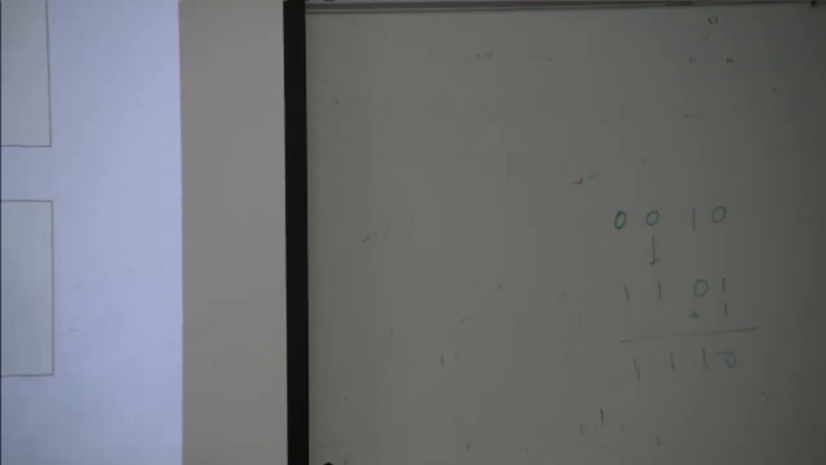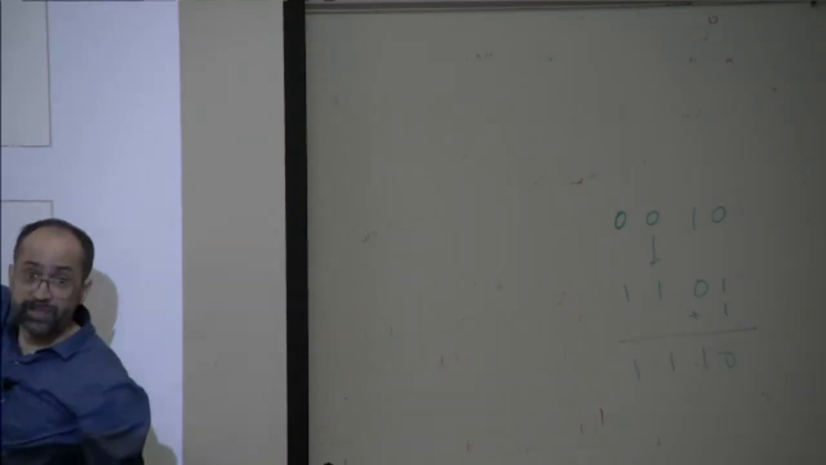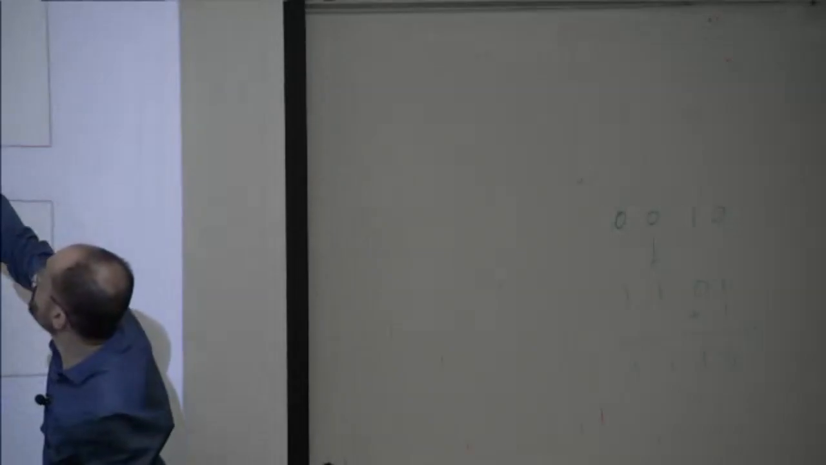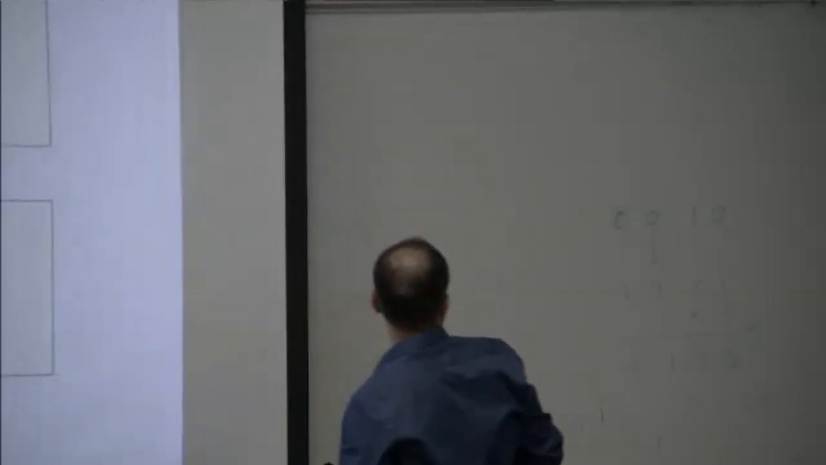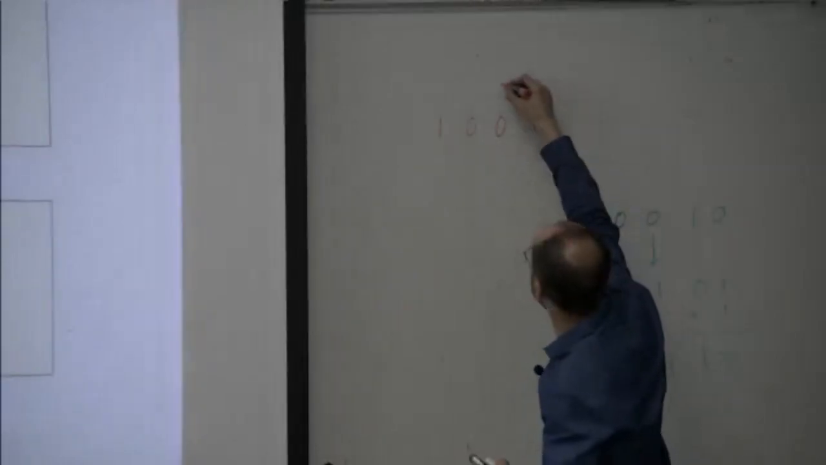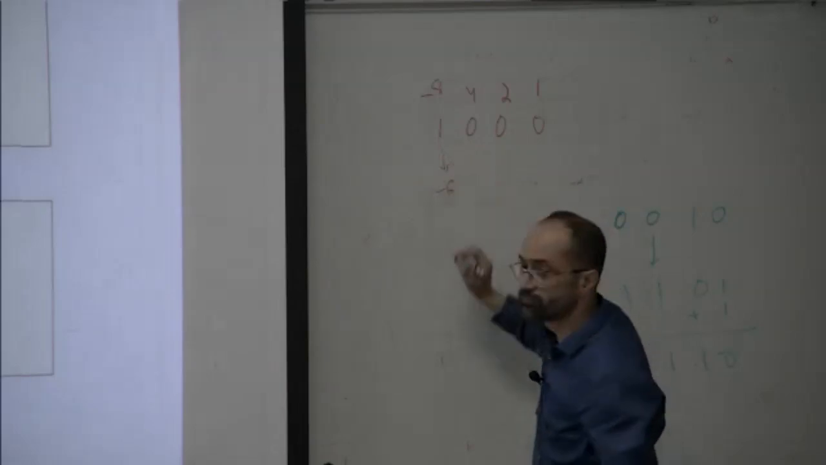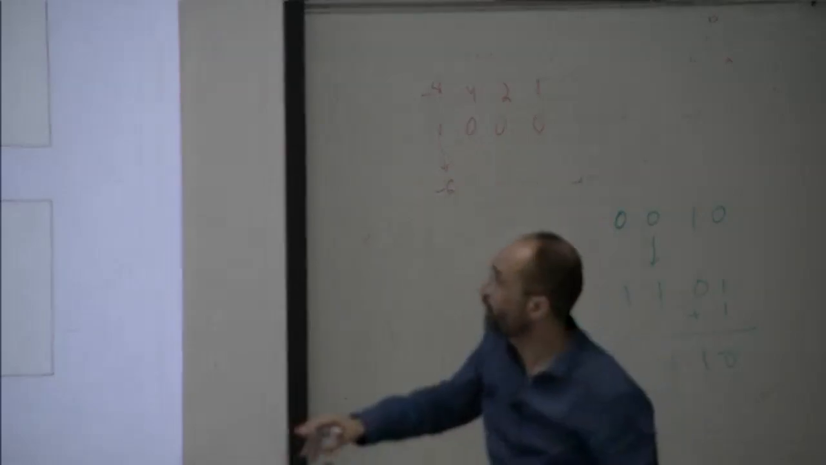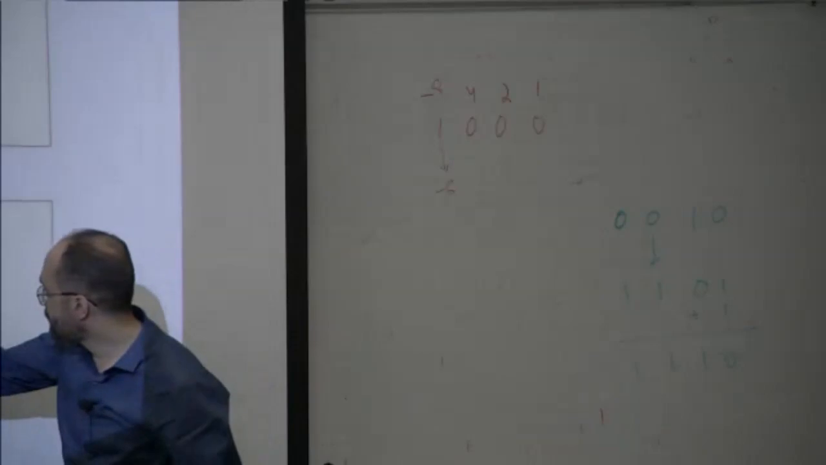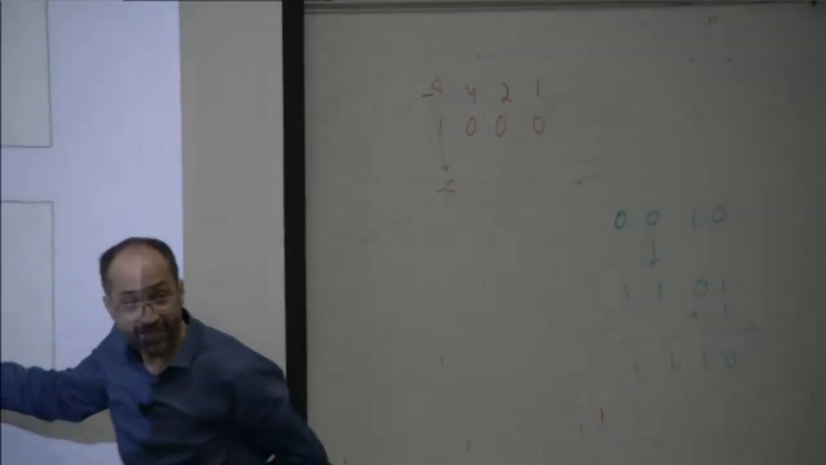Okay, now you're adding -2 and -6. What is the result? -8. And 1, 0, 0, 0 is actually -8. How do we do 1, 0, 0, 0? Its weight is 1, its weight is 2, its weight is 4, and its weight is -8. So it's actually -8. No overflow. Got it?